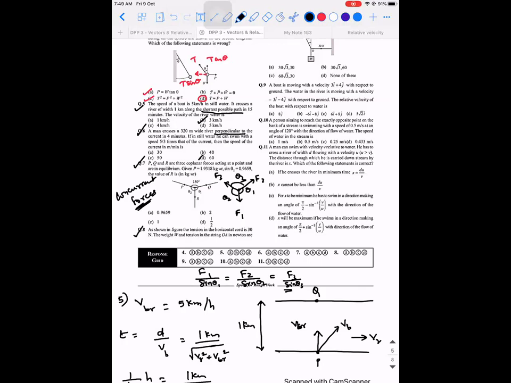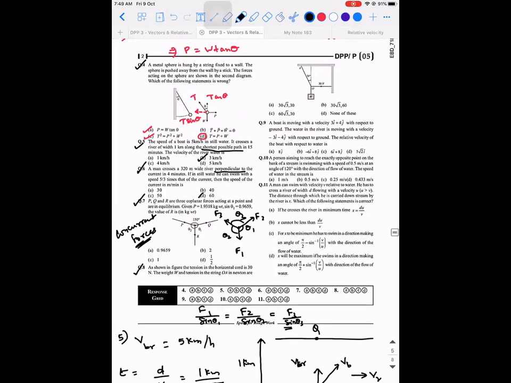Look at the 8th one. As shown in the figure, the tension in the horizontal cord is 30 Newton. The weight W and the tension in the string OA in Newton are? Do it fast. Again, the same thing. Lami's theorem. Apply it and tell me what is the answer. Do it fast.